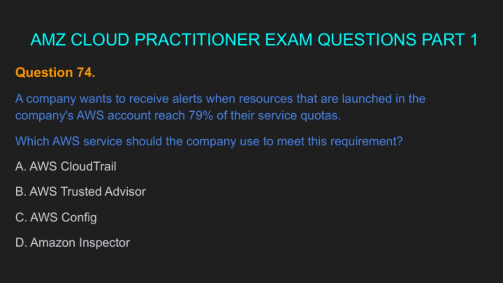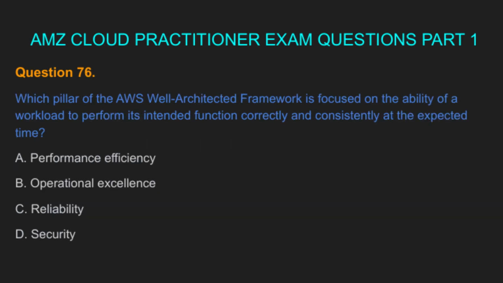Question 74. A company wants to receive alerts when resources that are launched in the company's AWS account reach 79% of their service quotas. Which AWS service should the company use to meet this requirement? A. AWS CloudTrail. B. AWS Trusted Advisor. C. AWS Config. D. Amazon Inspector. The answer is B. Trusted Advisor then alerts you if your account reaches more than 80% of a service quota in any region.